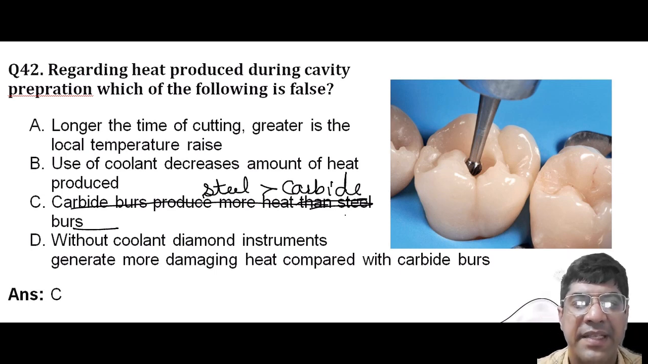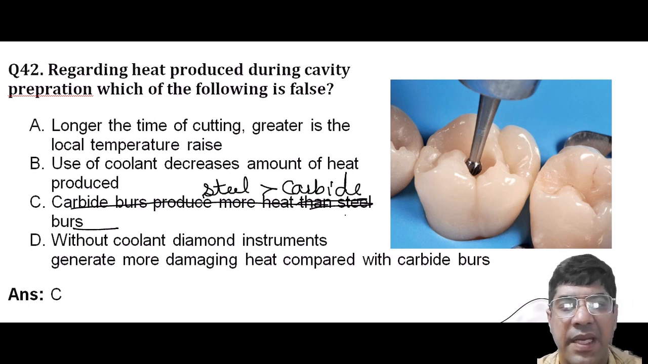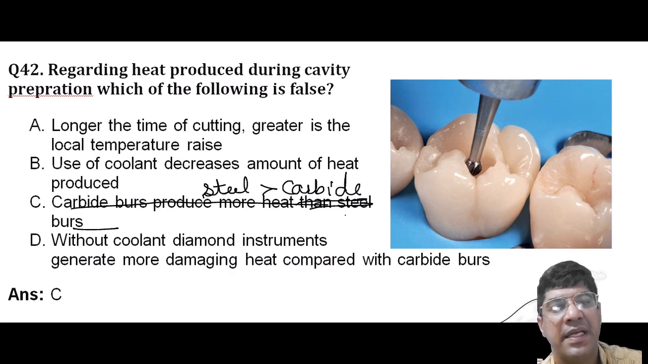Use of coolant decreases the amount of heat production. Coolant in the form of water or a specialized dental spray is used during dental procedures to reduce the heat generated by the cutting instrument. That helps to dissipate the heat and keep the tooth and surrounding tissue cooler.